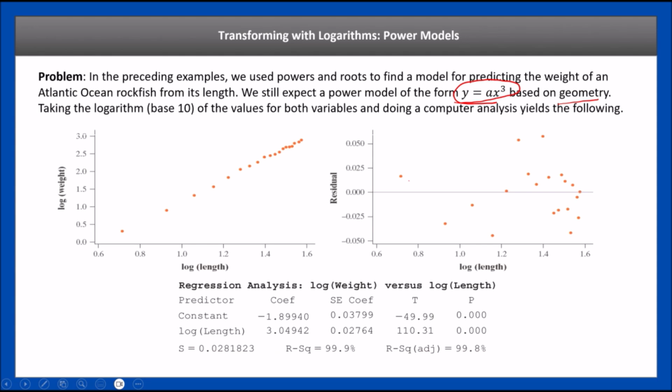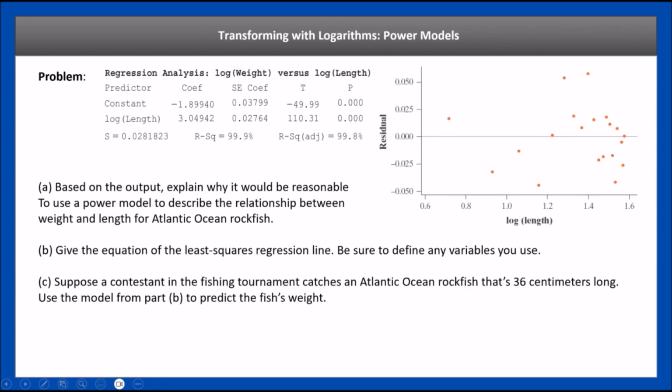Okay, and we got a computer analysis of the log of the y versus the log of the x. All right, so first thing, based on the output for the residual plot, explain why it would be reasonable to use a power model to describe the relationship between the two. And then we want to give the equation of the regression line, the LSR. Be sure to define the variables, of course, and then make the same prediction as we made in the previous two problems for 36 centimeters.